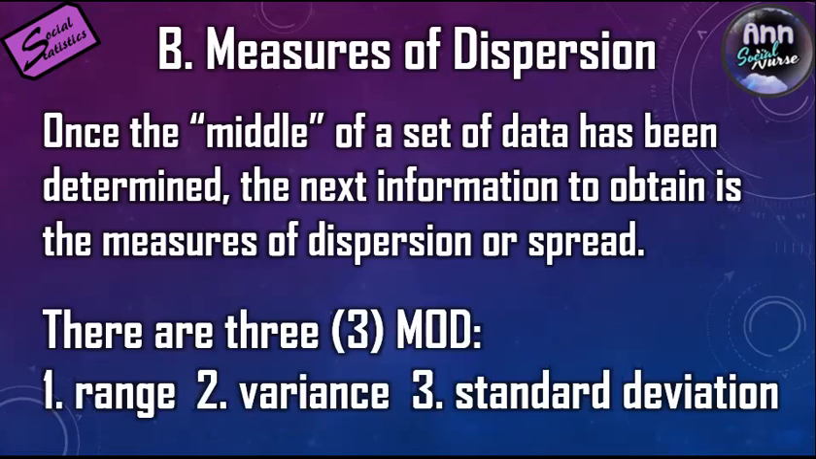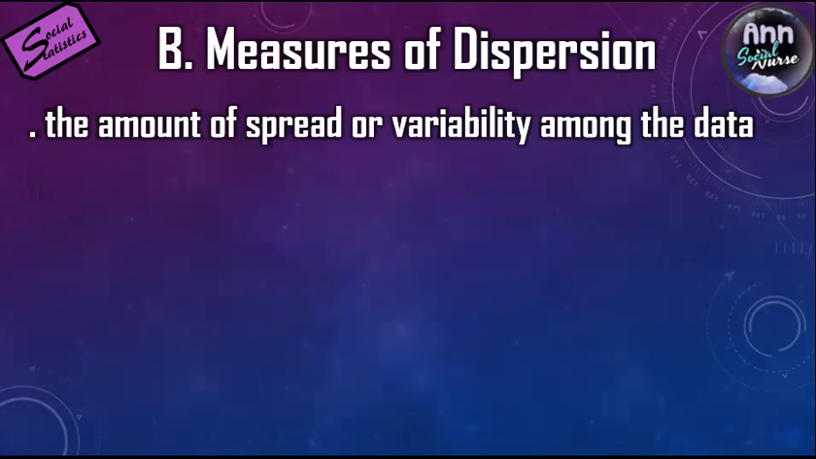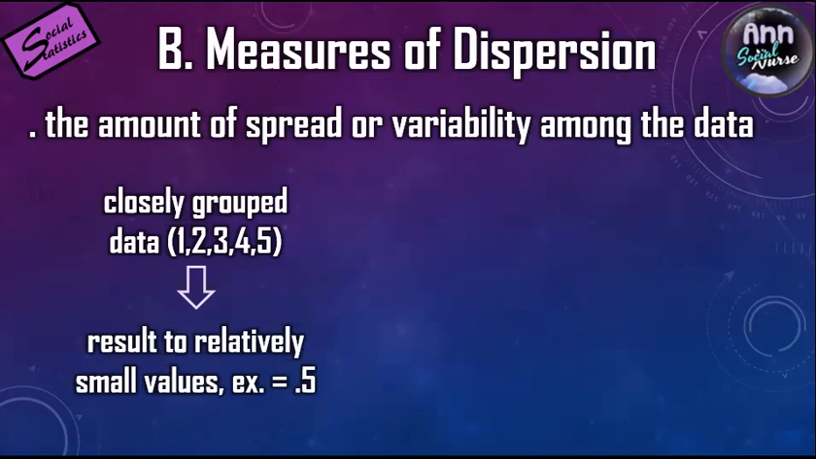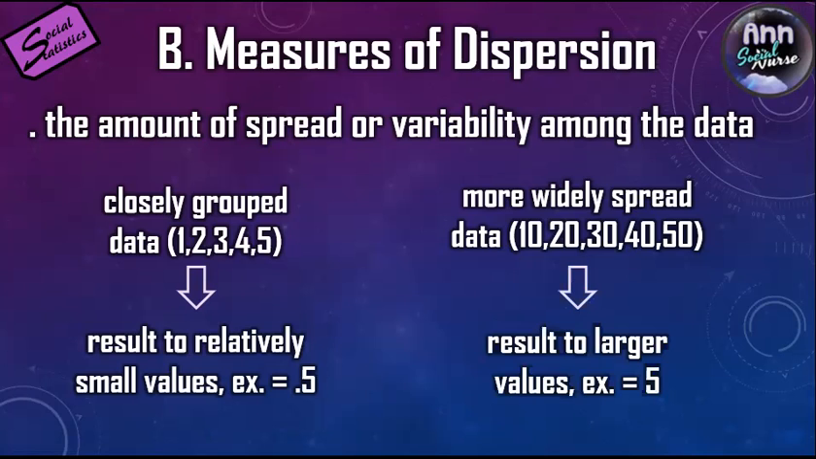There are 3 measures of dispersion: range, variance, and standard deviation. The dispersion is the amount of spread or variability among the data. Closely grouped data, such as 1, 2, 3, 4, 5, would result in relatively small values, for example, 0.5, whereas more widely spread data like 10, 20, 30, 40, 50 would result in larger values like 5 or 10.